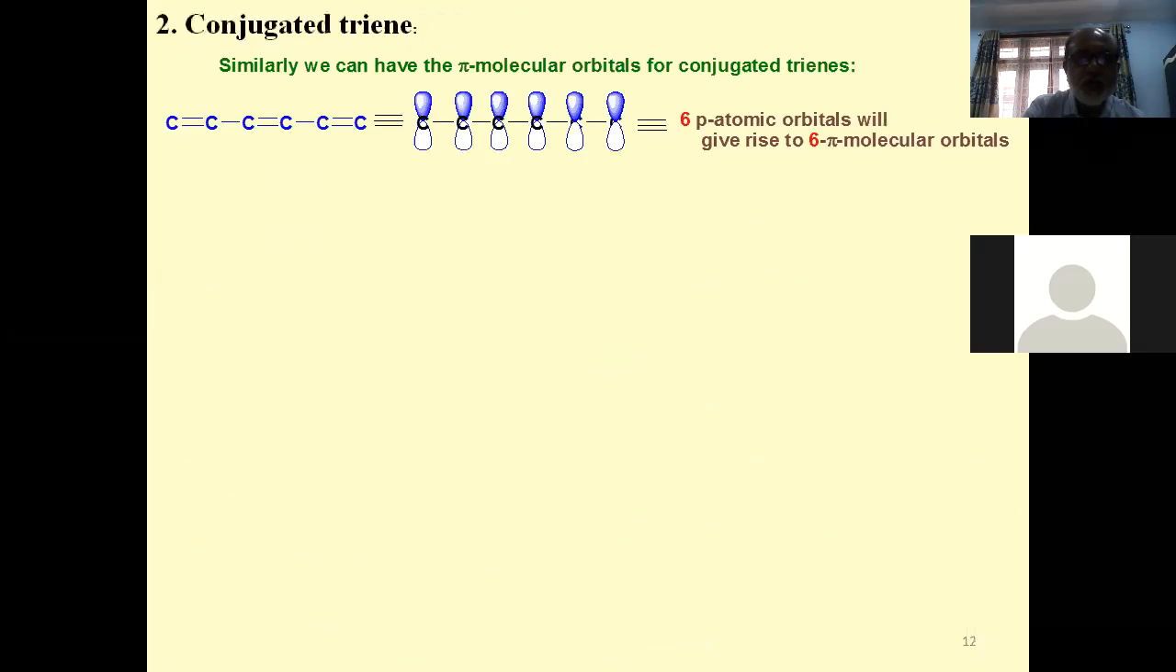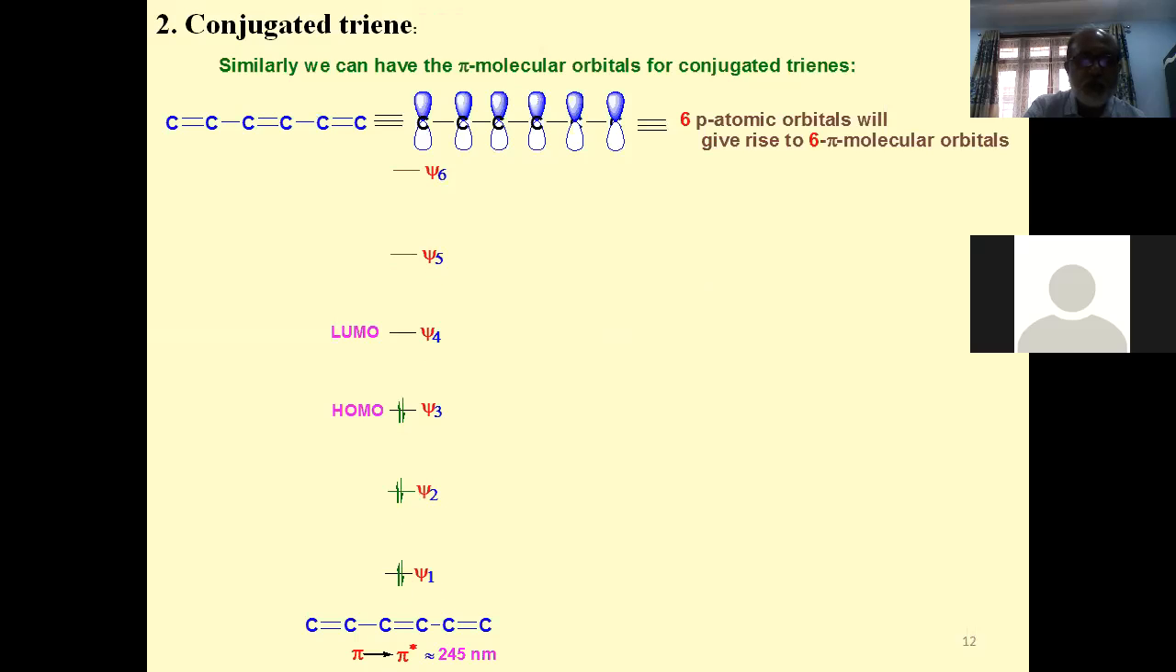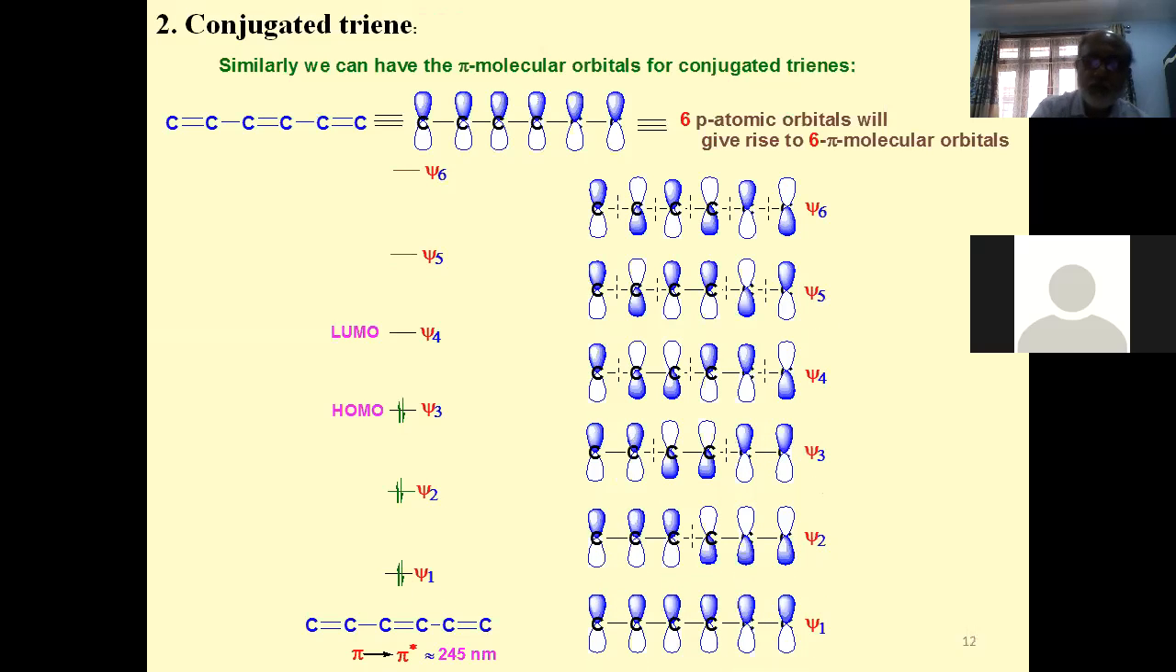Then we take the conjugated triene. So there are 6 pi molecular orbitals: psi 1, psi 2, psi 3, psi 4, psi 5, psi 6. Their orbital picture will be like this: first one no node, second one 1 node, third one 2 nodes, then 3 nodes, then 4 nodes, then 5 nodes. And all nodes will be distributed in an equivalent way. So here there is one node; these 3 will have one phase and the other 3 will have the opposite phase.